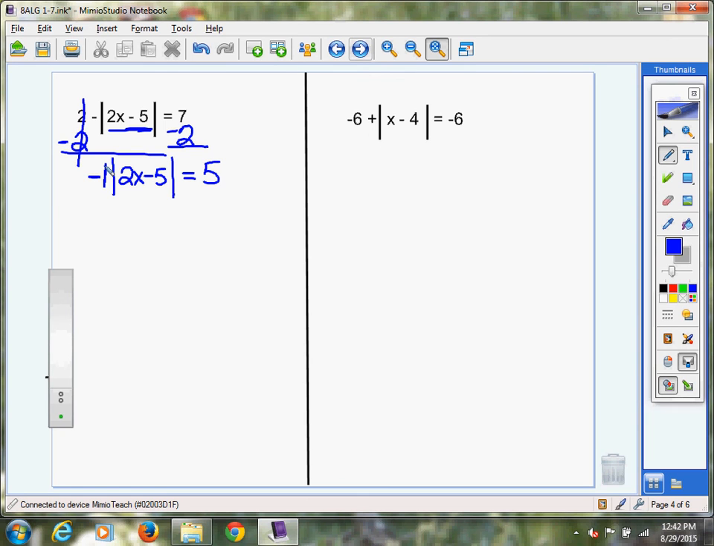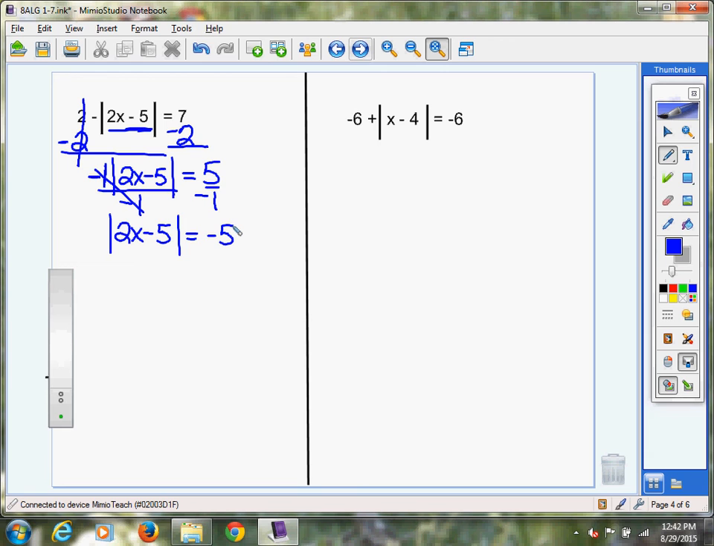Okay, so that means we're going to have to move it another way. We're going to have to undo that operation. Now the operation that's going on between -1 and the absolute value is multiplication. So to undo it, we are going to divide each side by -1. Okay, looking good. So now I've got the absolute value of 2x minus 5 alone on one side, and it's set equal to -5.